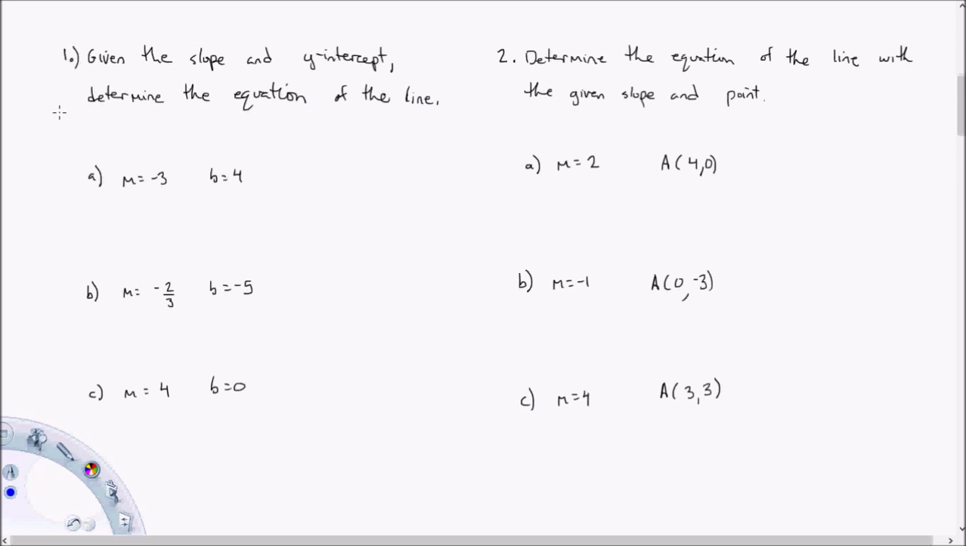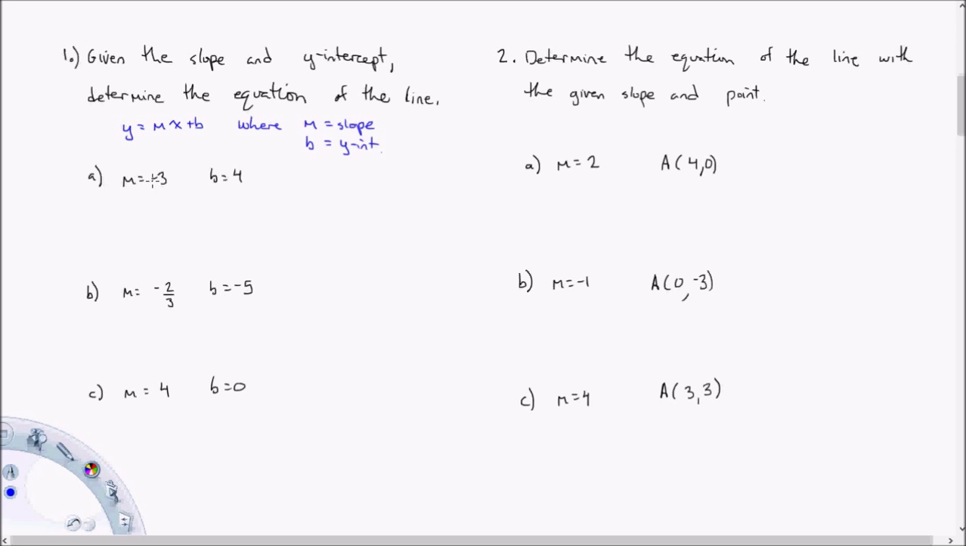Question 1 says, given the slope and y-intercept, determine the equation of the line. So this is the part of the video where you want to pause, try the questions on your own, and then unpause the video and see how you did. Remember, the equation of a line in y equals mx plus b form from the previous unit is y equals mx plus b, where m represents the slope of the line, and b represents the y-intercept of the line.